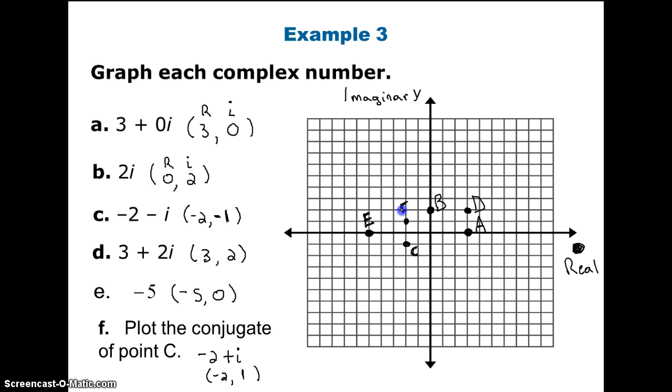And I want you guys to look at point C and point F. F is the conjugate of point C. So when you look at the points, first of all, you have to understand that those 2 points are reflections of each other. C and F are reflections. F is reflected over the x-axis, or the real axis, from point C. So F and C are conjugates. They are reflections of each other over the real axis, which is the x-axis.